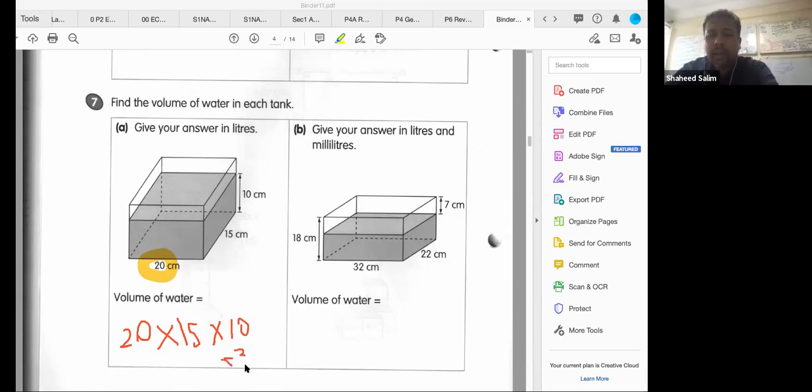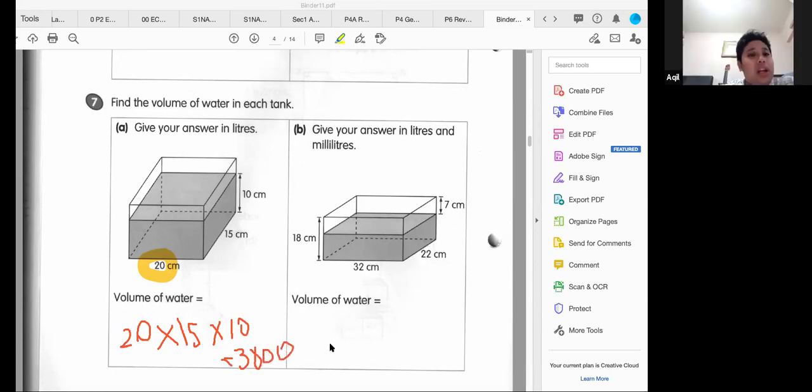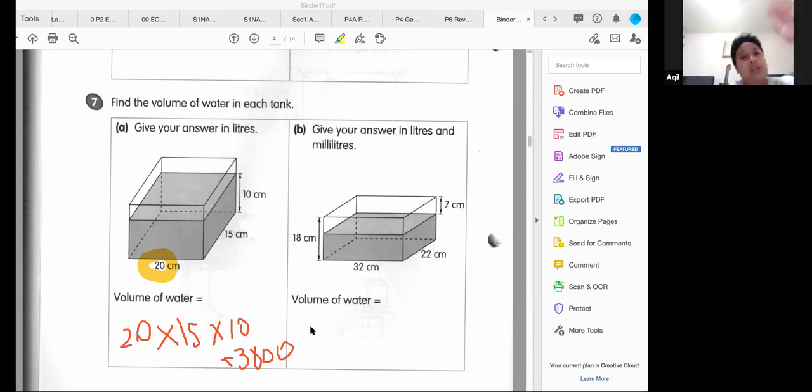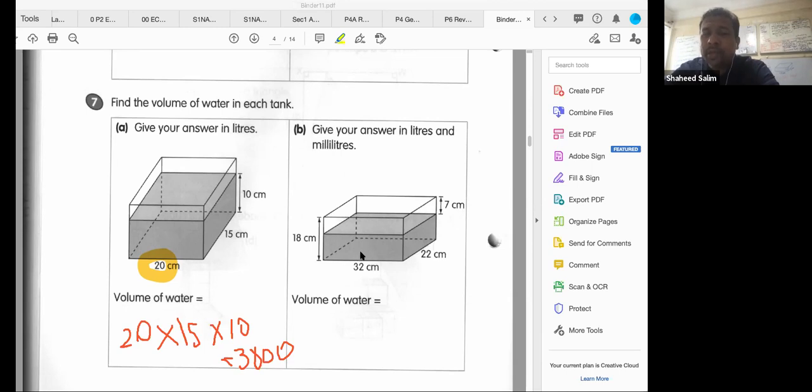Yes, Akil. Now, Akil, you tell me how to do the next one. Can you hear me? Yes, we all can hear you very clearly. So now, I don't know how to do it. Length times breadth times height. Now, this one we just need to find the answer from length, breadth and height.